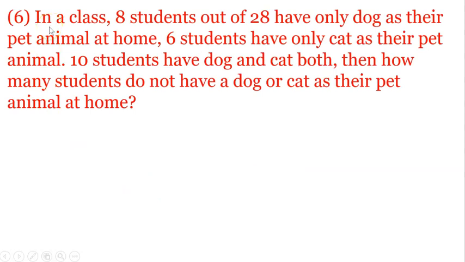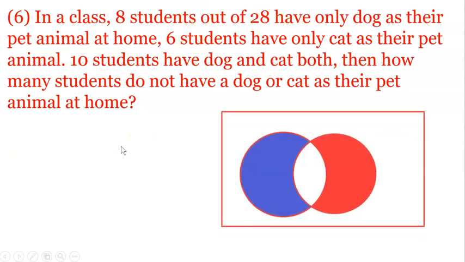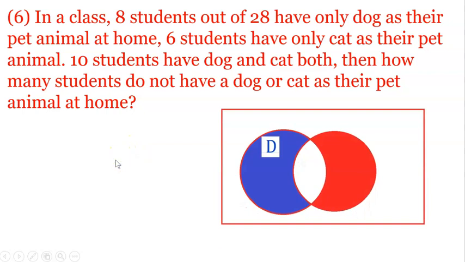Next example. In a class, 8 students out of 28 have only dog as pet animal at home. 6 students have only cat as a pet animal. 10 students have dog and cat both. Then how many students do not have a dog or cat as their pet animal at home? Okay. The total number of students किती आहेत तिथे तर 28 आहेत. बघूया one by one.